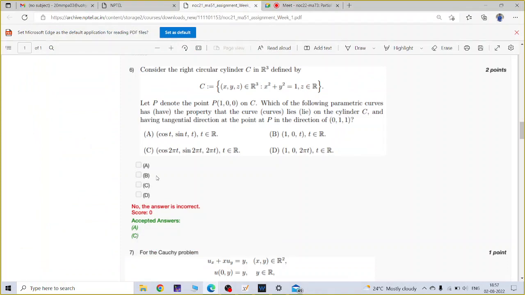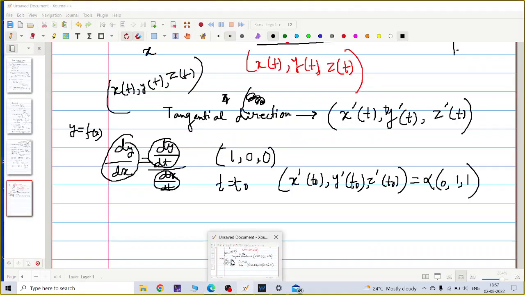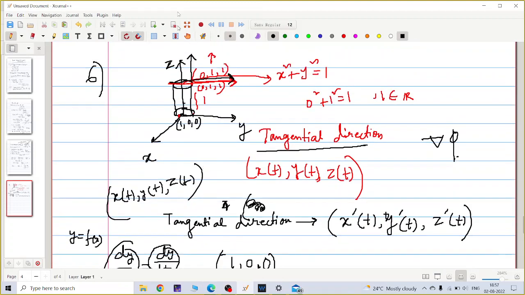In the direction of 0, 1, 1, either it is along 0, 1, 1 or it is parallel to 0, 1, 1. Not in this way. This is wrong, I think.